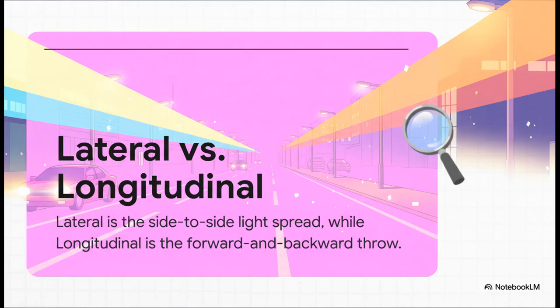The IESNA system breaks this down into two main directions. Think about it like you're watering a garden with a hose. The lateral throw is how you sweep the water from side to side, covering the width of your garden. The longitudinal throw? That's how far you can shoot that stream of water forward and backward down the path. These two directions are the building blocks for everything else.